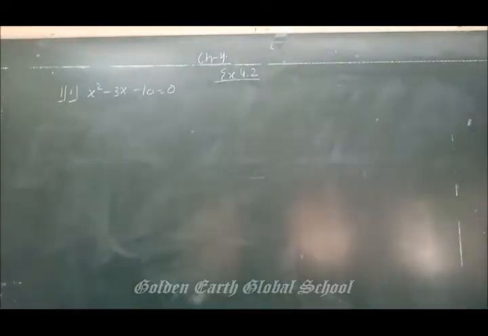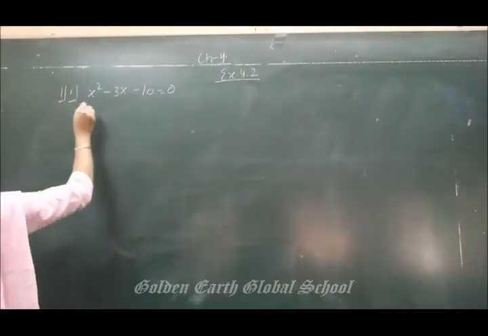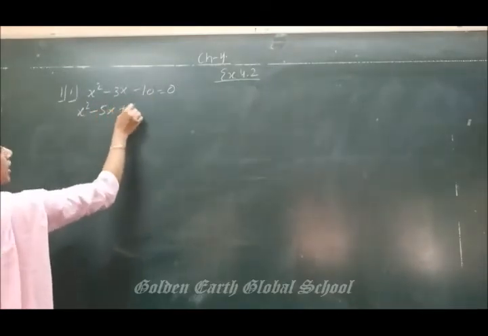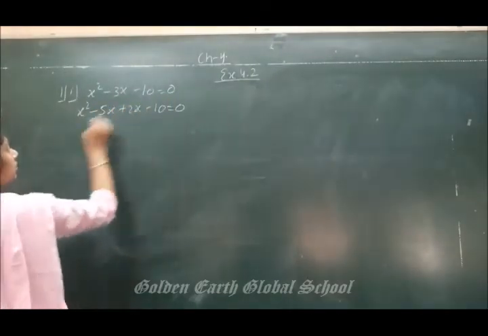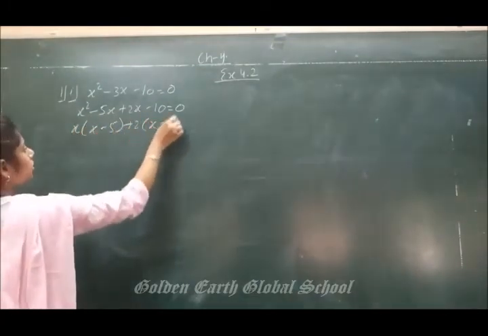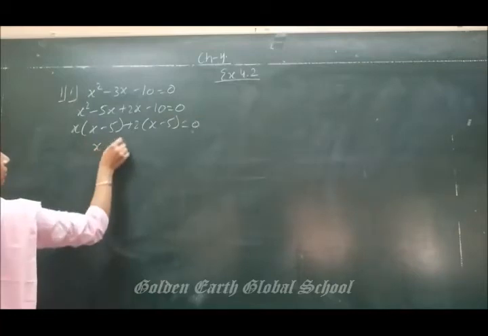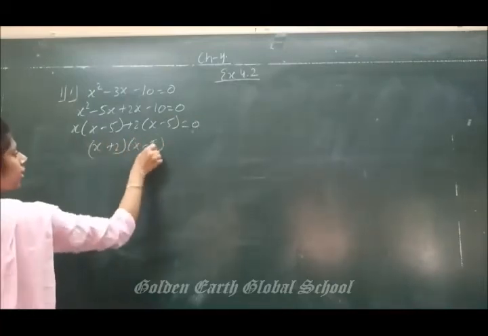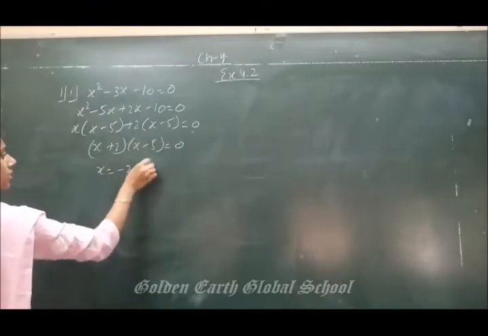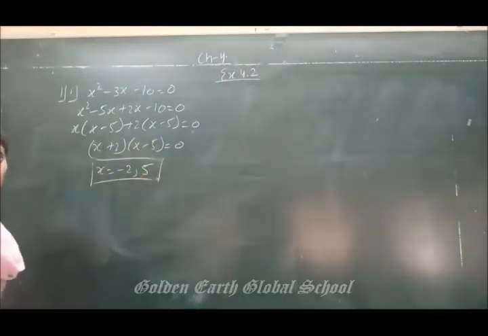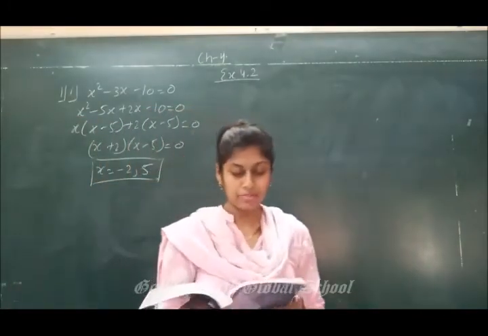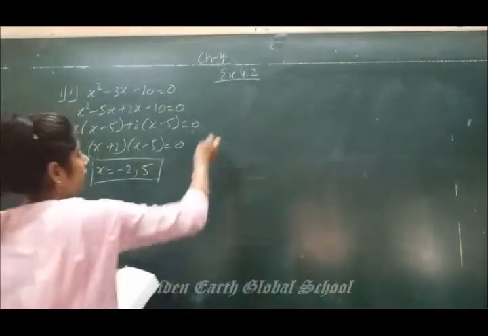This question you can do by yourself. 5 2s are 10, so it can be written like this. It is a very simple question. So, x plus 2, x minus 5. So roots will become x is equal to minus 2 and x is equal to 5. These are the two roots. Now, the second question is the same, you can do it by yourself. Next, I will discuss the third part.